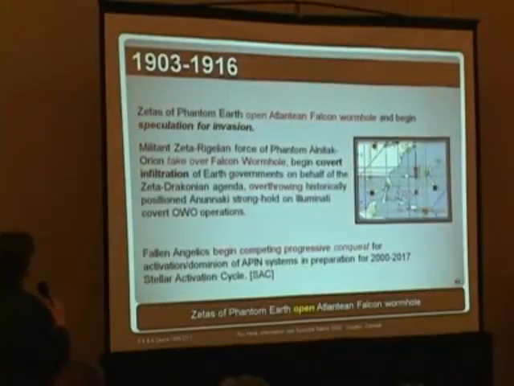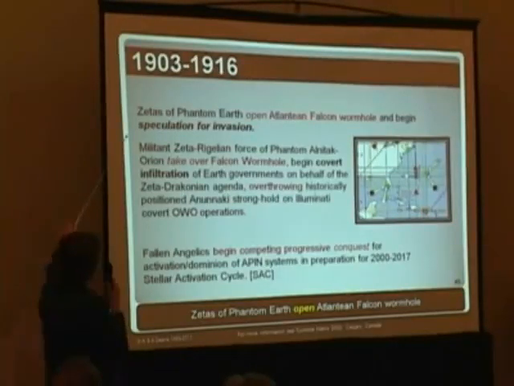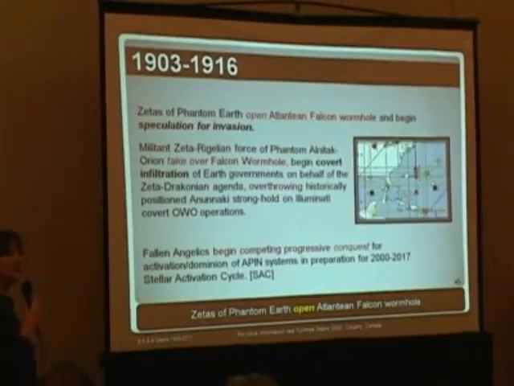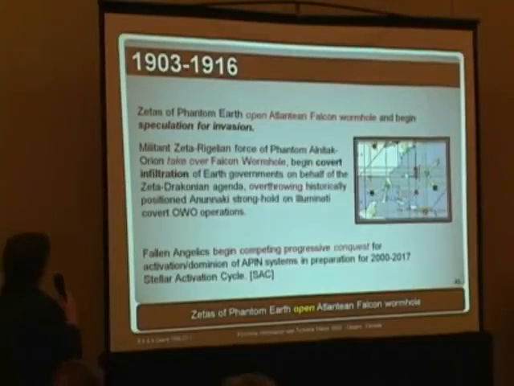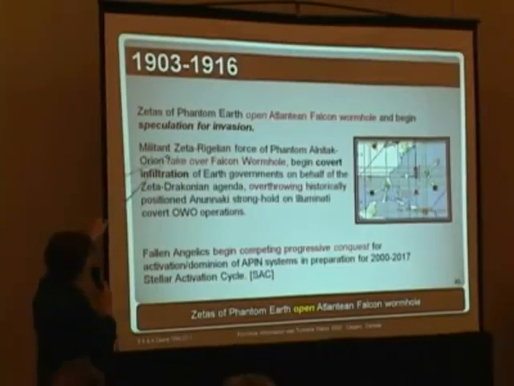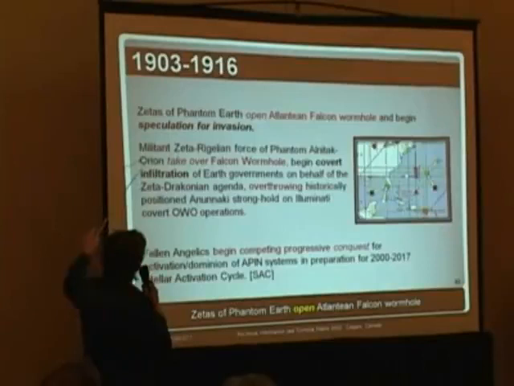Okay. So 1903 to 1916, I certainly wasn't here then, but I don't think anybody in the room was here then. The Zetas of Phantom Earth opened the Atlantean Falcon wormhole and begin speculation for invasion. What's going to be the best place for us to get into that planet so that we can start invading the people and the land? The militant Zeta Regalians, force of the Phantom Alnitak Orion, take over the Falcon wormhole.